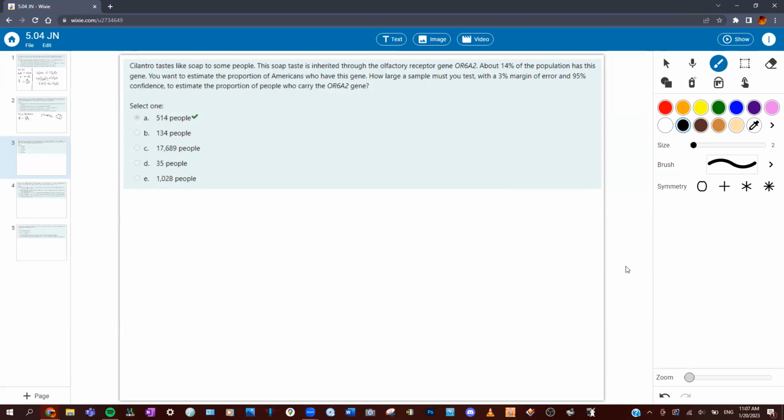Cilantro tastes like soap to some people. The soap taste is inherited through an olfactory receptor gene. That doesn't matter. About 14% of the population has the gene, so that's going to be our p hat. We use p hat in this case. You want to estimate the proportion of Americans. Here's where we're actually going to have to do some formulas. It's saying that there's a 3% margin of error. Sometimes people say this as ME.